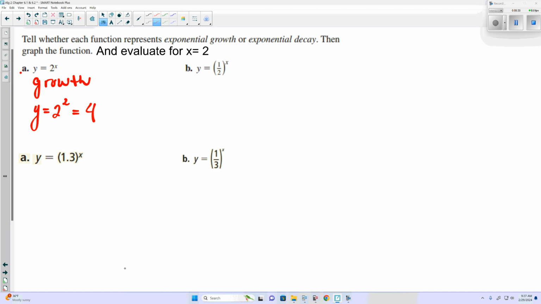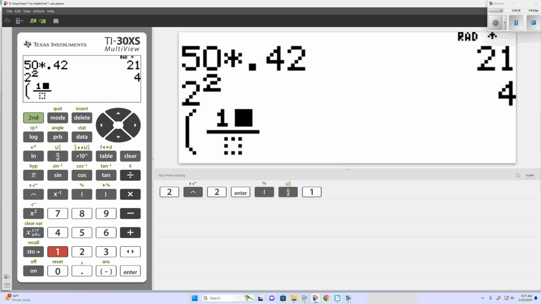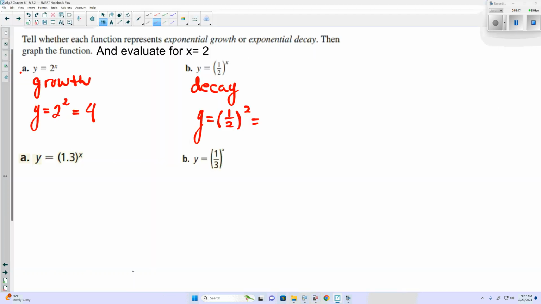Now if we look at the next one, because our base in this case is 1/2. It's between 0 and 1, so this is decay. So we have 1/2 squared. So we're saying we're multiplying it by itself, yes? A half times a half is a fourth.